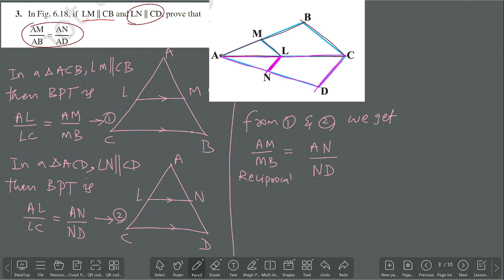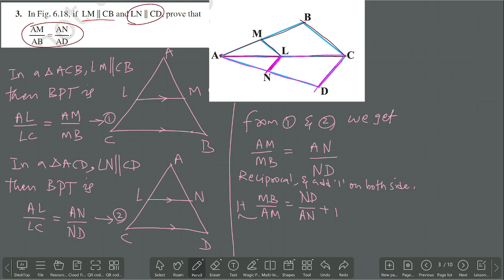When I take the reciprocal, what am I getting? MB will go to the numerator, AM will come in the denominator. ND will go to the numerator, AN will come in the denominator. Do you understand? We need AM, we need AN. In both, whatever we need is in the denominator. Now you add 1 on both sides. I am adding 1 and I am adding 1. We are doing the reciprocal and adding 1 at a time.